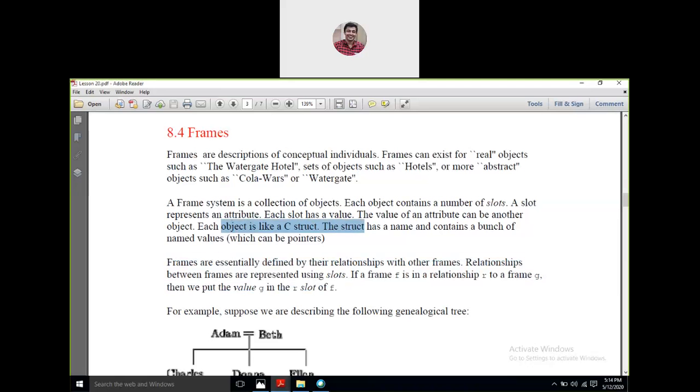You can go through them also. It's just an example class that they have shown. Now, coming up here, frames are essentially defined by their relationships with another frame.